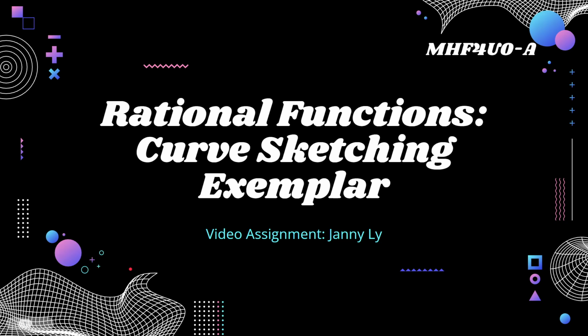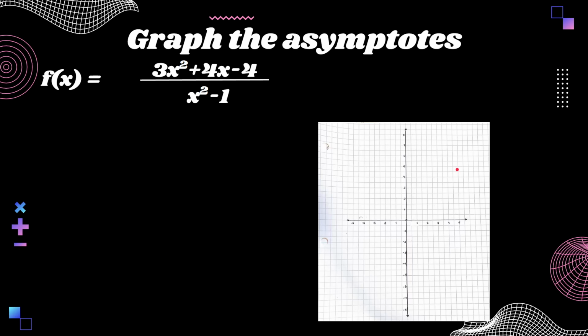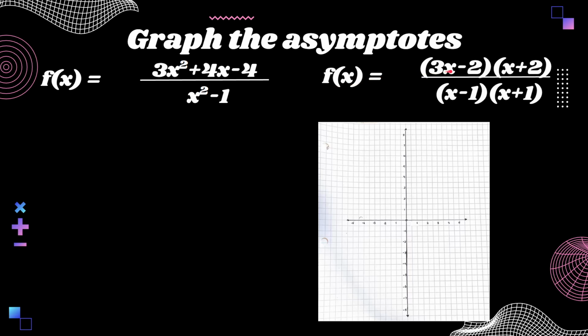Hello and welcome to my video on rational functions, curve sketching. In today's video, I'll be using the example (3x squared plus 4x minus 4) all over (x squared minus 1) as my example. So to start off, I always want to factor my function first.